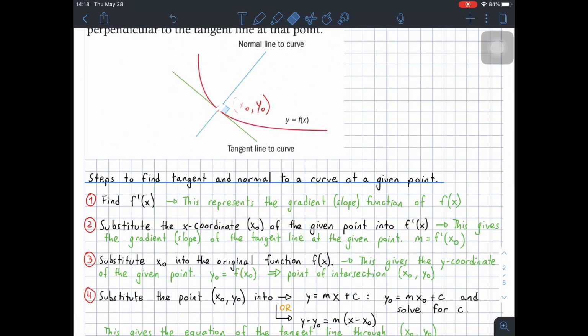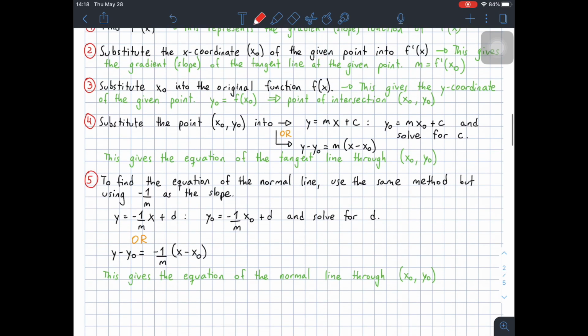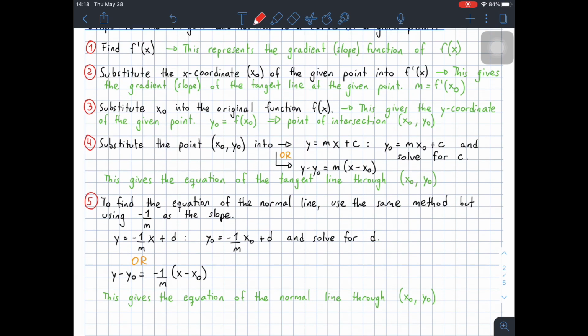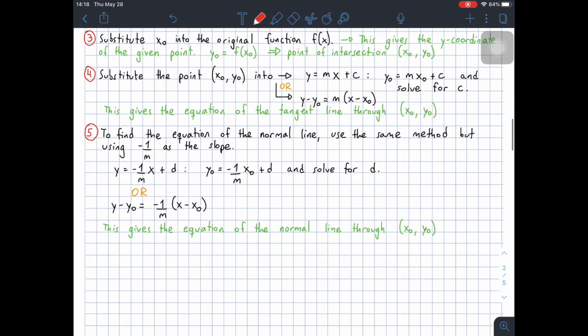Okay, so let's see these steps applied to different problems. You'll see that this is very easy. The steps are actually very intuitive. There's no need for you to memorize these steps. As you go on with the exercises, you will kind of know what step you should do next in order to get to a result.